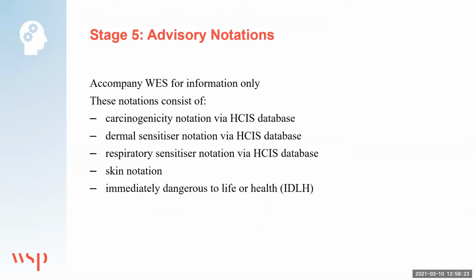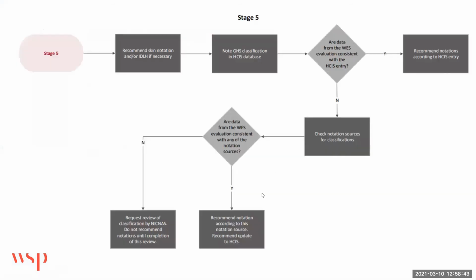The difference between the GHS carcinogenicity is that the category 1 and 2, according to the GHS, did not specifically differentiate from the genotoxic and non-genotoxic carcinogens. We also had to assign skin notations where possible, and the new immediate dangerous to life or health notation. This is the notation flow chart.